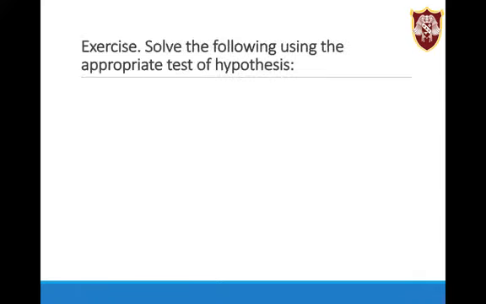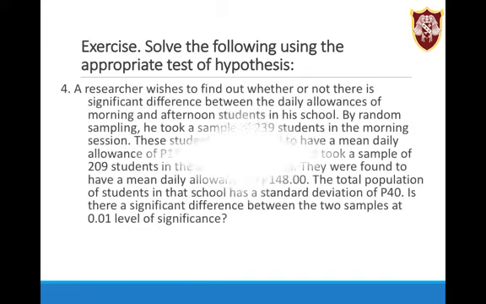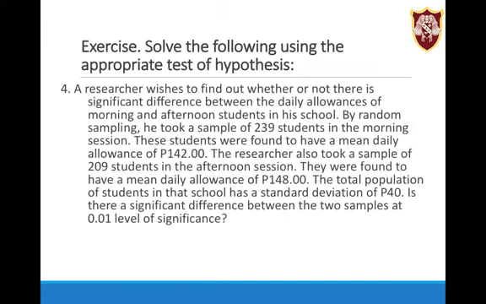Okay. So for our last example on hypothesis testing, a researcher wishes to find out whether or not there is a significant difference between the daily allowances of morning and afternoon students in his school. By random sampling, he took a sample of 239 students in the morning session. These students were found to have a mean daily allowance of 142 pesos. The researcher also took a sample of 209 students in the afternoon session.